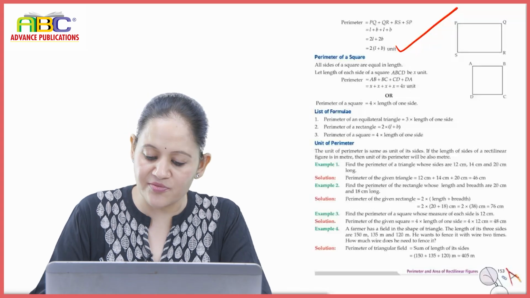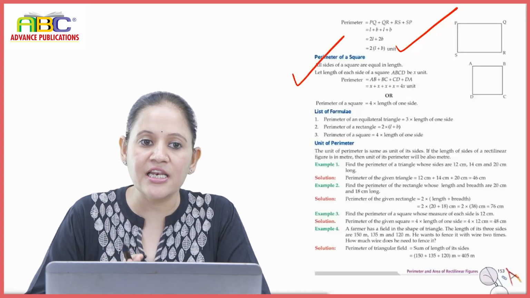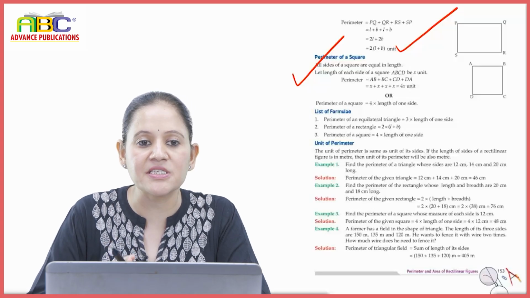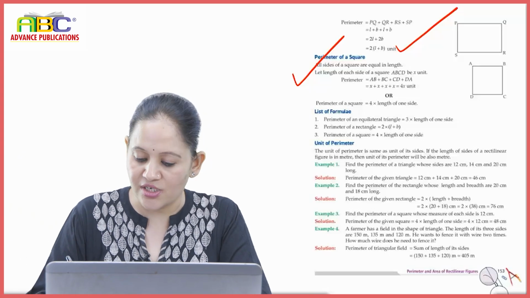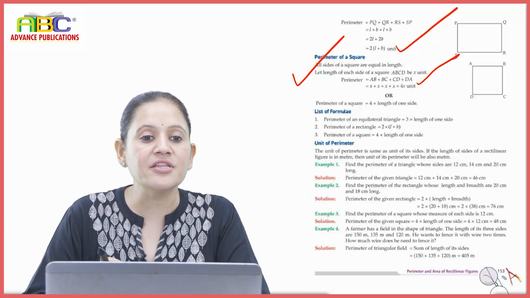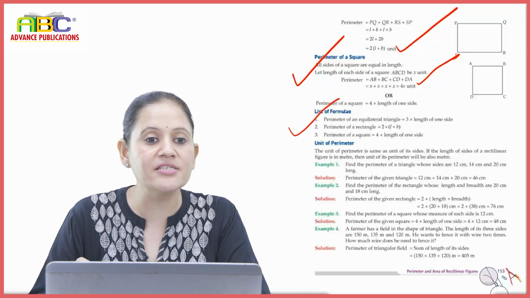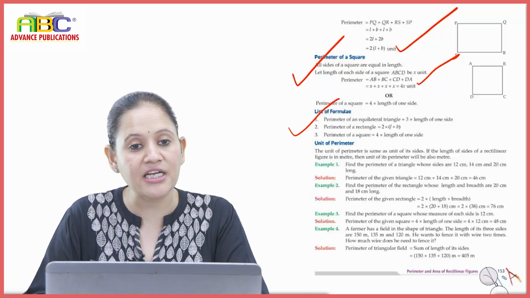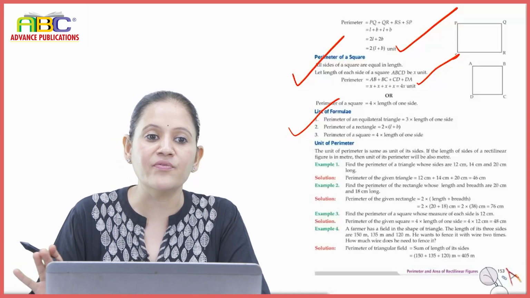Next is perimeter of a square. All sides of a square are equal in length. Let the length of each side of the square be x unit. So perimeter is AB plus BC plus CD plus DA, x plus x plus x plus x, 4x unit. Or the perimeter of a square is 4 into the length of one side. Here is the list of formulas. Perimeter of an equilateral triangle, 3 into length of one side. Perimeter of a rectangle, 2 into length plus breadth. Perimeter of a square, 4 into length of one side.